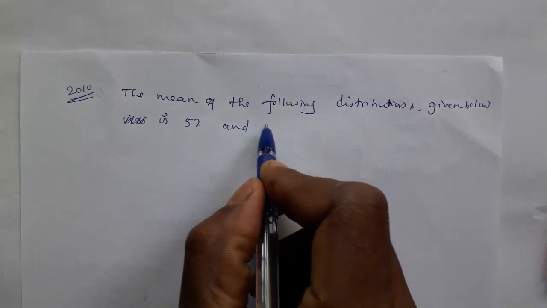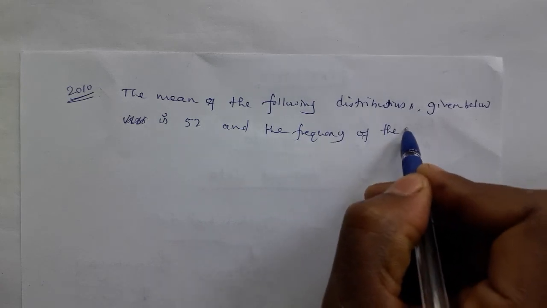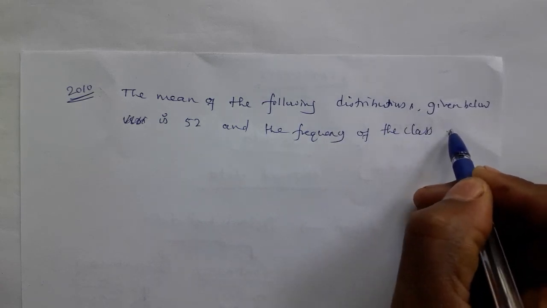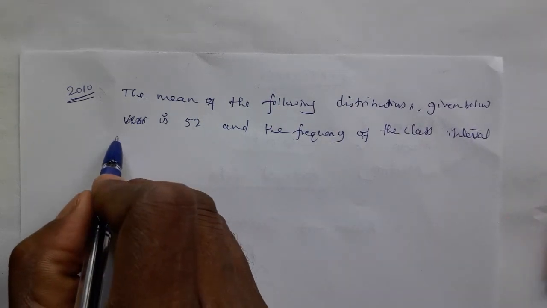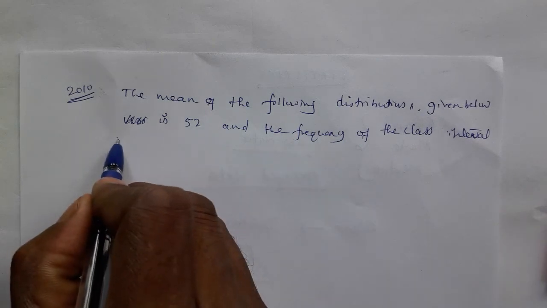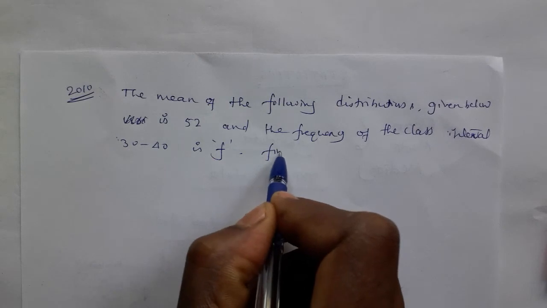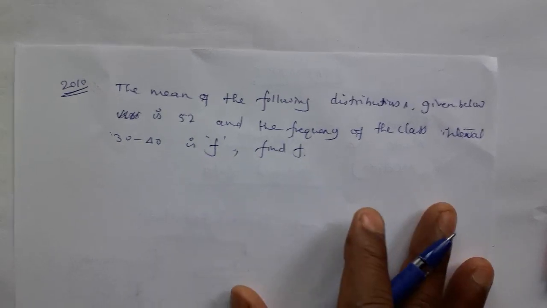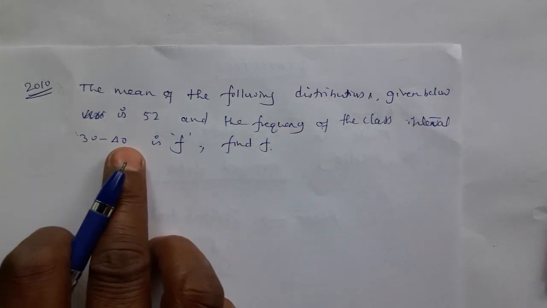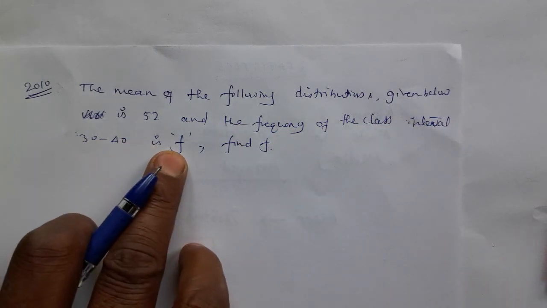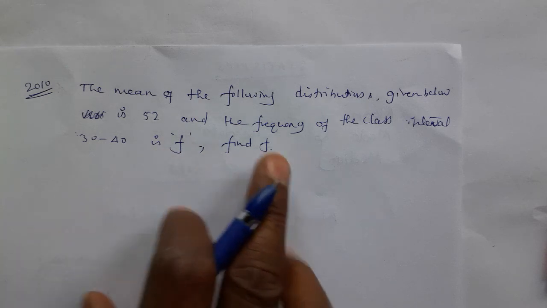And the frequency of the class interval 30 to 40 is f. Find f. That is the question. In the 30 to 40 class interval, the frequency is given as f only. It's not a numeral, it is f only. Find the value of f.